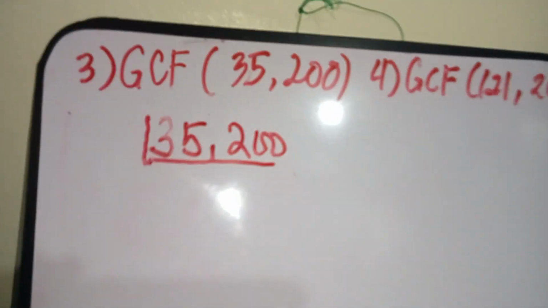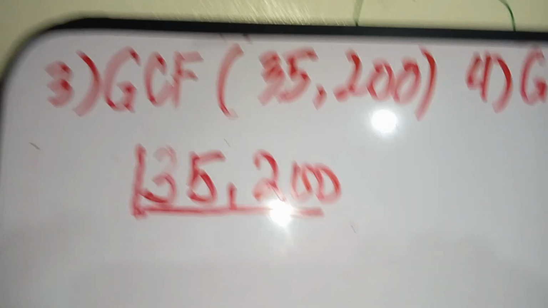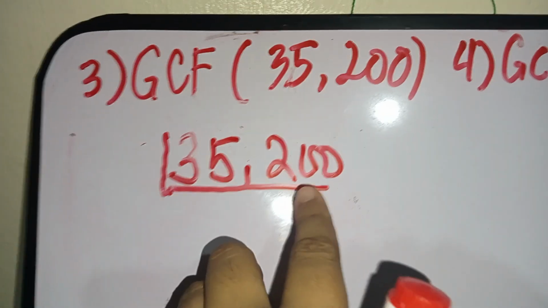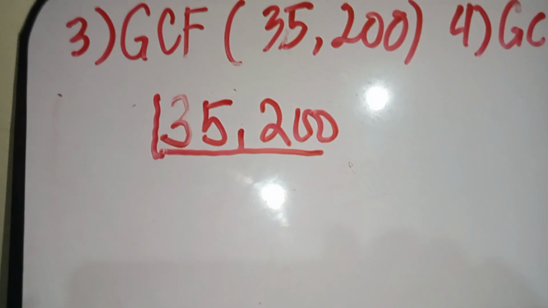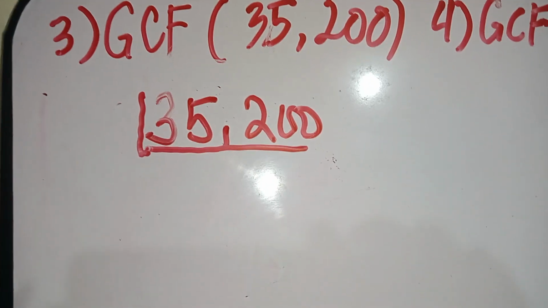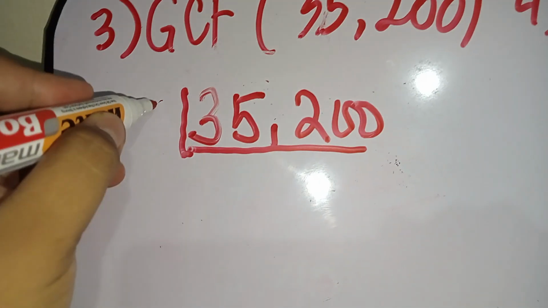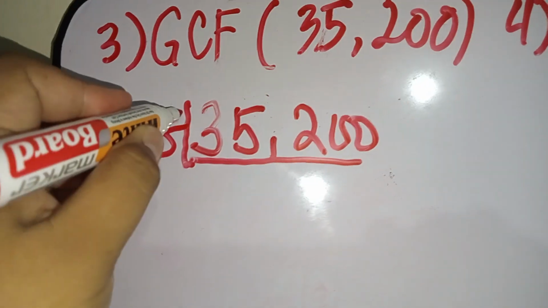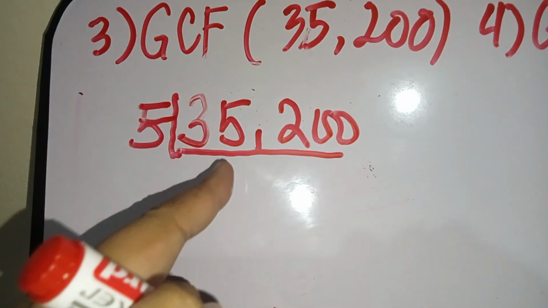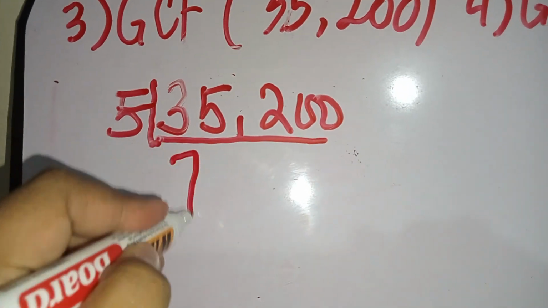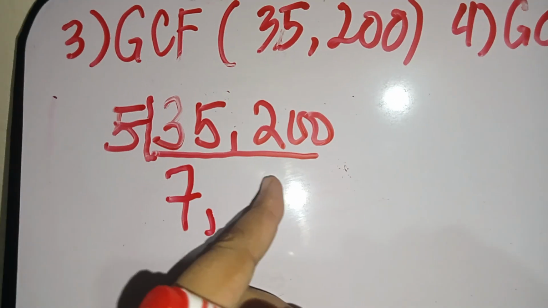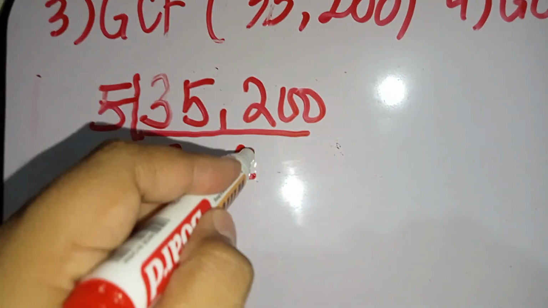So, as you can see, 35 ends with 5 and 200 ends with 0. So, it implies that the two numbers are divisible by 5. Okay, so let's divide both by 5. So, 35 divided by 5, that is 7. 200 divided by 5, that is 40.